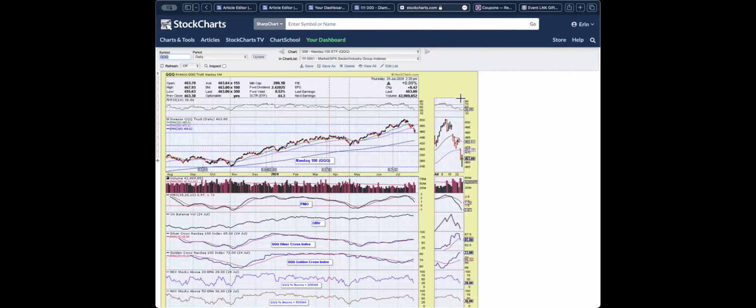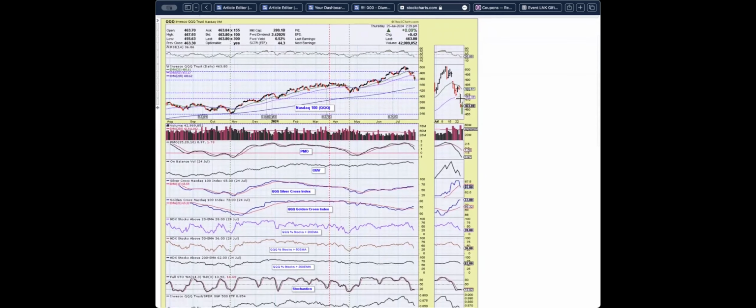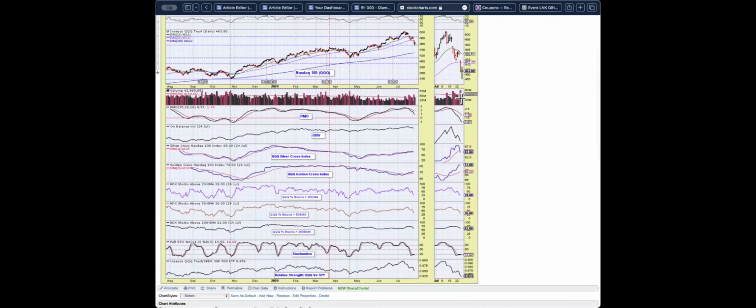The NASDAQ 100 looks the same. It is getting a little bit of a bounce right now, but look at the percentages here. 28% above their 20-day EMA, 36% above their 50-day EMA. This is well below the Silver Cross Index, which is at 65%. And you can see that we have a negative crossover on these as well. So we're looking at some big problems going on here for the NASDAQ 100.